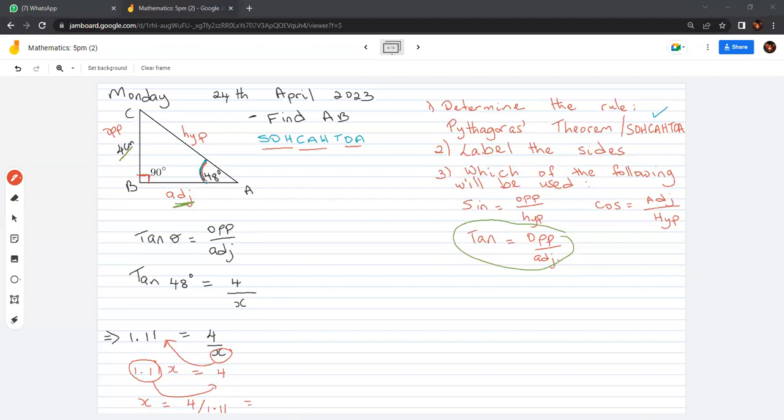So I got tan of 48 was 1.11, and then 4 divided by 1.11, and I got 3.6. Right, so I got my length of AB as 3.6 centimeters. Now you guys can use your calculator as well and check it and see. Make sure you guys got the same thing.